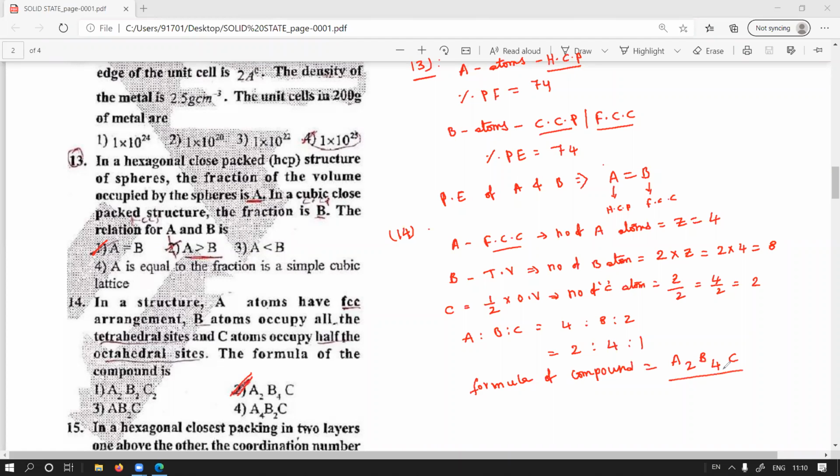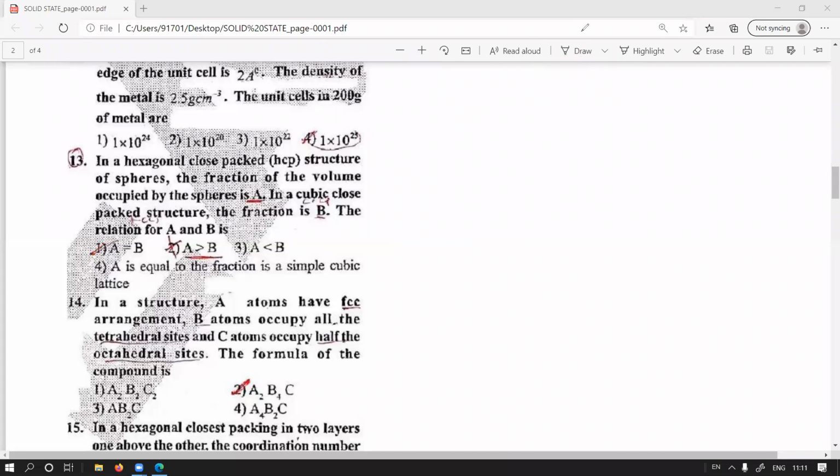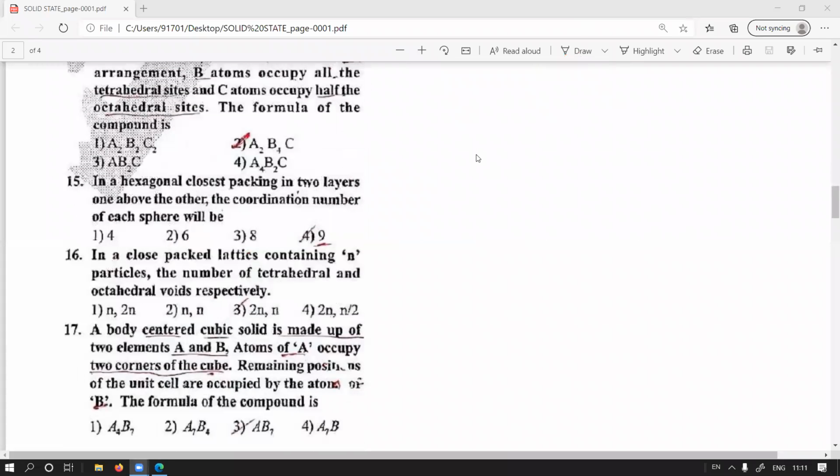Okay, so A2B4C. How did we derive that A2B4C? A atoms are present at FCC, so the number of A atoms is equal to 4. B atoms are present at tetrahedral sites, so the number of B atoms is equal to 2 into 4 is equal to 8. C atoms are present at half of the octahedral sites, means 4 by 2 is equal to 2. So the simplest ratio 4 is to 8 is to 2 is nothing but 2 is to 4 is to 1. Then the molecular formula of the compound is equal to A2B4C. Okay, it's very clear. Let's see the 15th question.